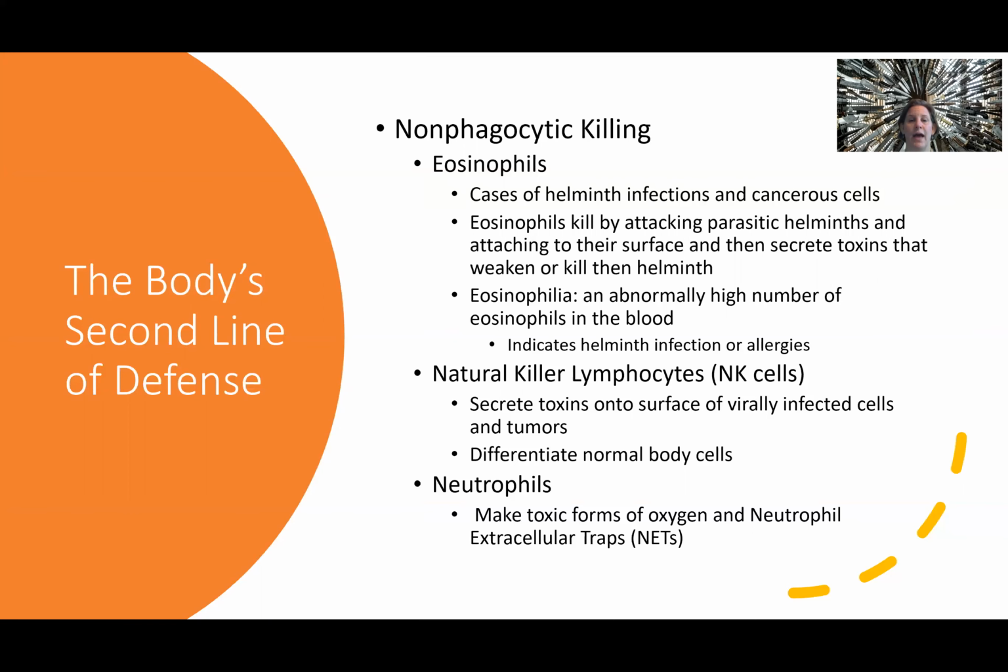And then we also have neutrophils that can use the toxic forms of oxygen, and they can also form what we call nets, neutrophil extracellular traps, which actually do kind of look like a net if you look at them under the microscope. So they trap and contain bacteria or other microorganisms rather than actually phagocytize them.